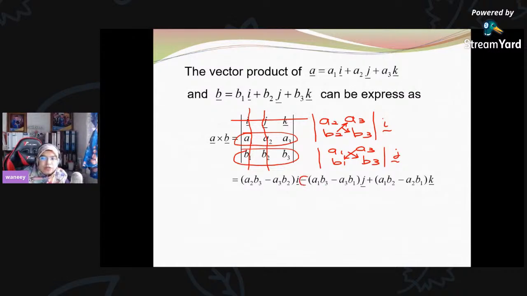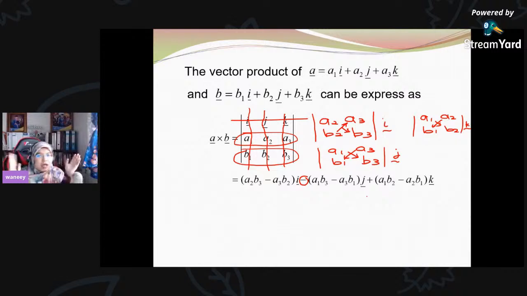And don't forget, this one should be a minus because we are supposed to have negative 1 to the power of I plus J. So if you don't want to remember, usually we put plus minus plus. Okay, and then the last one. So we are deleting the first row and the third column. So first row, third column. So we are going to have something like A1, A2, B1, B2, and then we have a K over here. So AD minus BC, so A1, B2 minus A2, B1. So this is for the K.